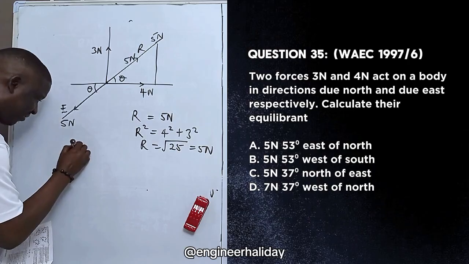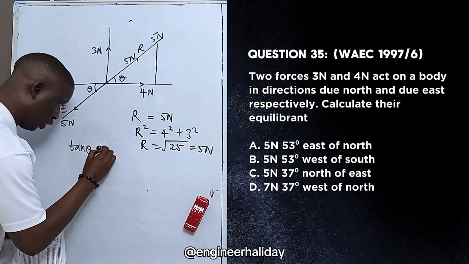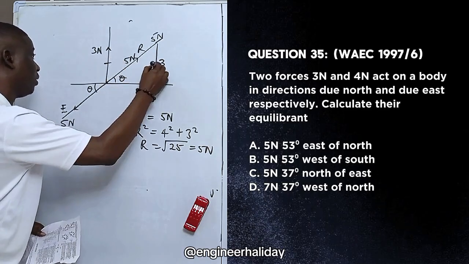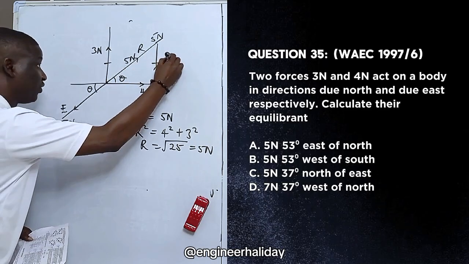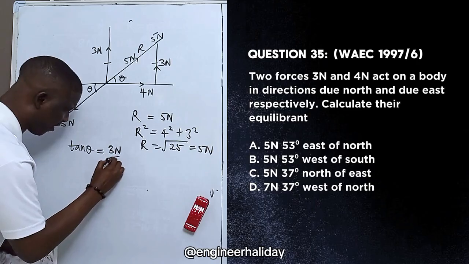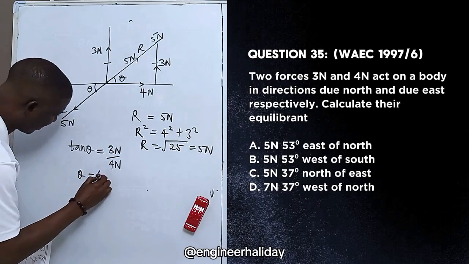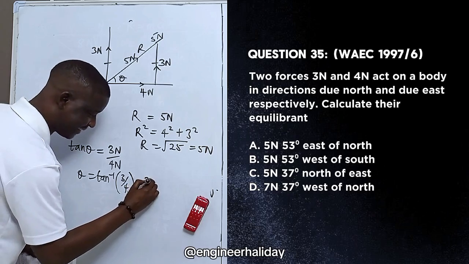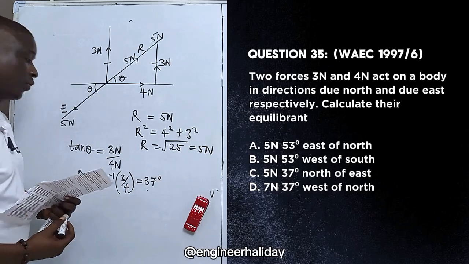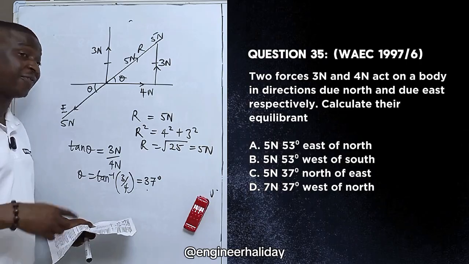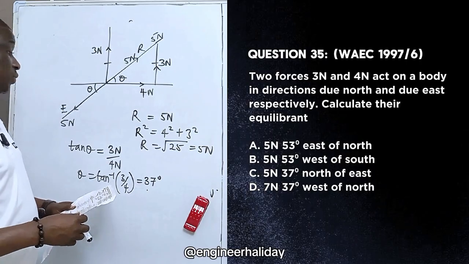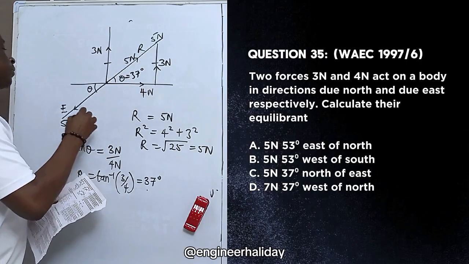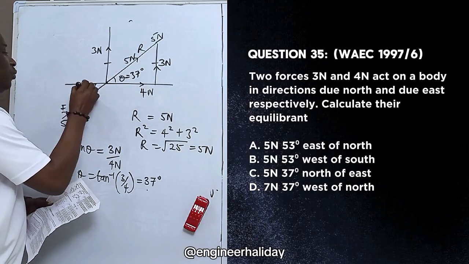Now, having done that, how do you get your direction? Just take tan theta for this direction. This is 3, don't forget, upward. That means 3 Newton divided by 4 Newton. Theta equals tan inverse of 3 over 4, and that will give us 37 degrees. Press your calculator: you have 0.75, and tan inverse of 0.75 is 37 degrees.